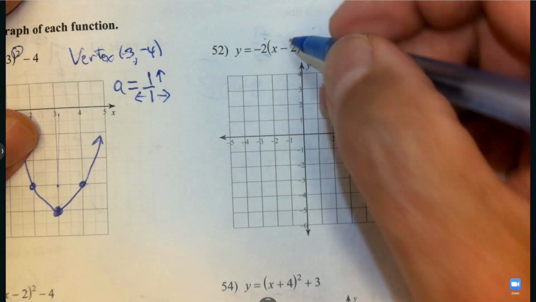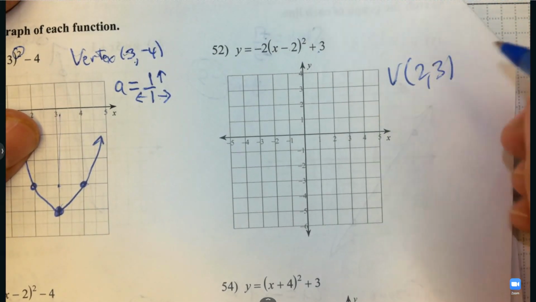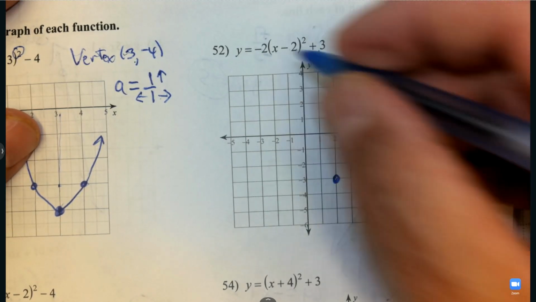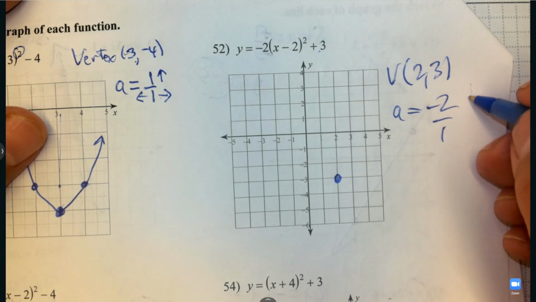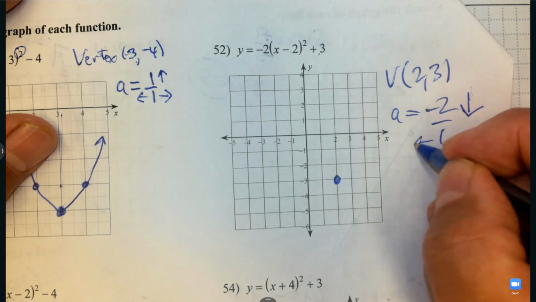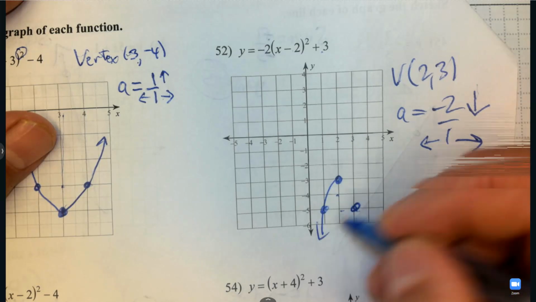Let's try that again. So the vertex, the opposite number and the same number. Find that on your graph. 2 to the right, 3 down. A is the number in front of the parentheses. I need a top number and bottom number. This is telling me to go down 2 and to the right and to the left 1. And then draw your parabola.